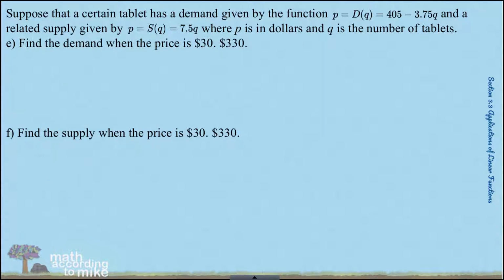All right. Moving on. Find the demand when the price is $30, $330, and then we're going to do the same thing for supply.